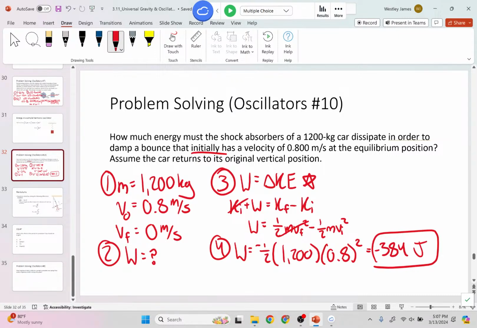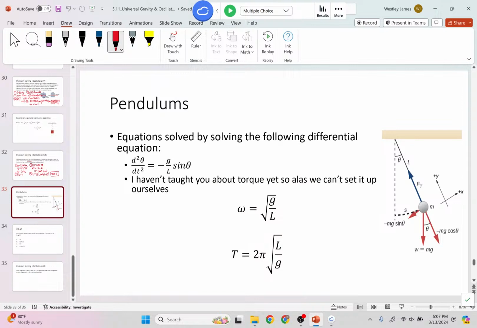Okay, so the next is a specific case of an oscillator, and it is a pendulum. Pendulums are classic. I mean, there's literally one out in this building. Giant pendulum there. Pendulums are classic. A swing is a pendulum.